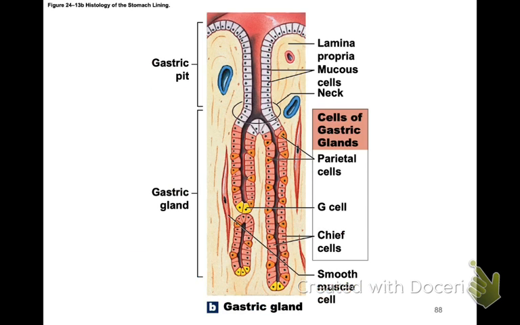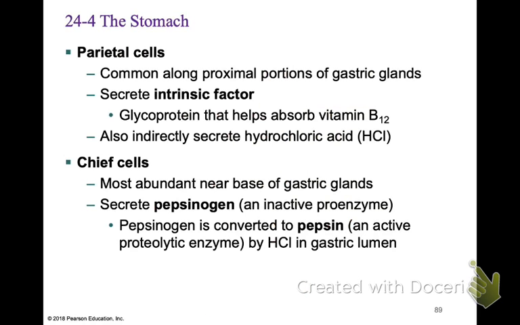Here you see parietal cells and chief cells, but you also see G cells. G cells are the enteroendocrine cells. They secrete a hormone called gastrin because it comes from the stomach. Parietal cells secrete a couple of things. They secrete hydrochloric acid, and a factor to protect vitamin B12 called intrinsic factor. And then the chief cells secrete the enzymes of the gastric secretions.